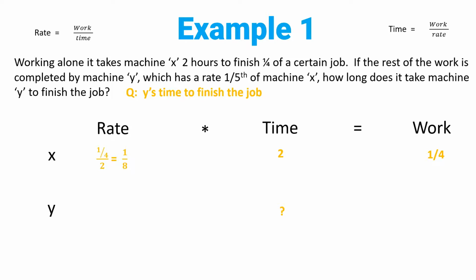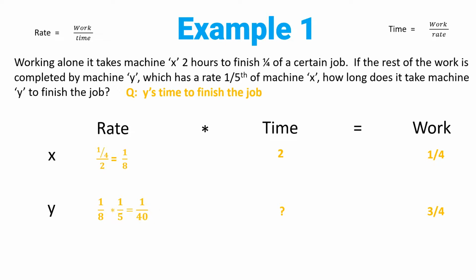All right, what do we know about machine Y? Well, the rest of the work is completed by machine Y. So if machine X did 1/4 of the work, the amount of work left to be completed by Y is 3/4 of the work. We also know something about Y's rate. We know that Y has a rate 1/5 of machine X's. That's easy. We know that machine X's rate is 1/8. Of means multiply, so 1/8 times 1/5 is 1/40. Now we know Y's rate.